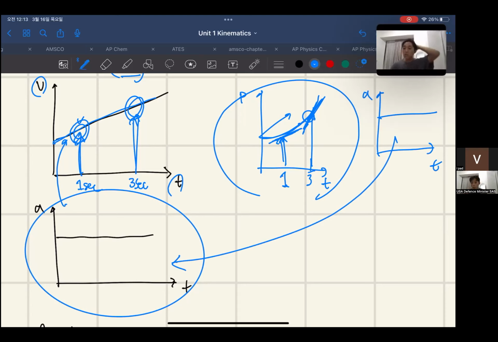So what's really important when you see the graph is you should try to understand what's actually happening. You should try to picture how the object is actually moving and try to make conjectures on how velocity, acceleration, and position of this object would change over time.